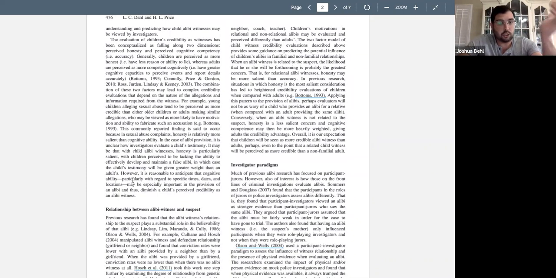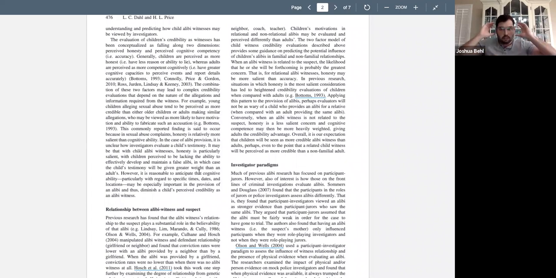However, it is reasonable to anticipate that cognitive ability, particularly with regard to specific times, dates, and locations, may be especially important in the provision of an alibi and thus diminish a child's perceived credibility. So we still have a question here. We're still not really sure. It could be that children are viewed as really credible because they don't really even understand why they would have a motivation to lie. However, there's also the possibility that children don't really know anything that's going on, and they're not familiar with the times and dates. They don't really remember what day anything happened, and so their credibility might be low.